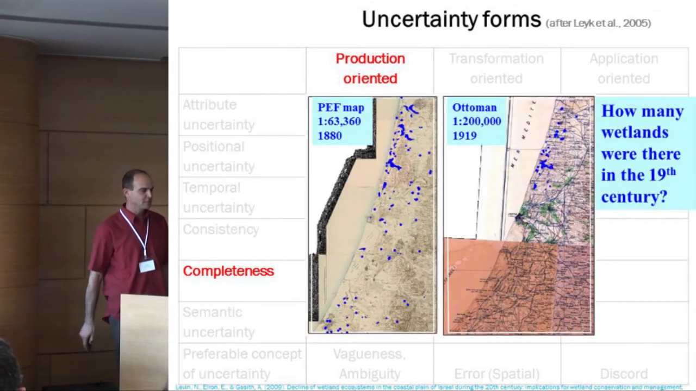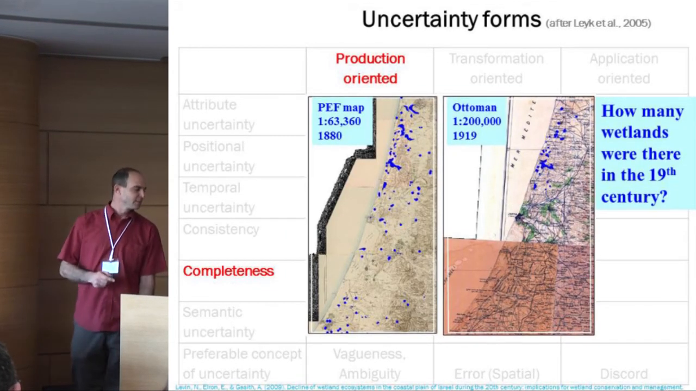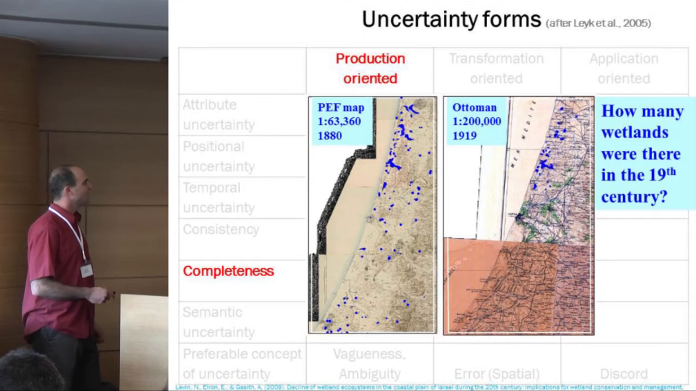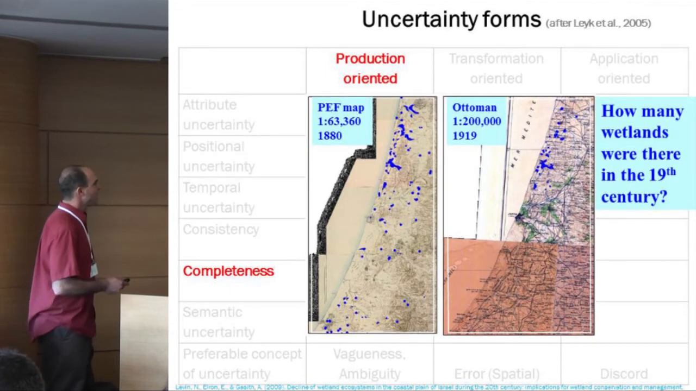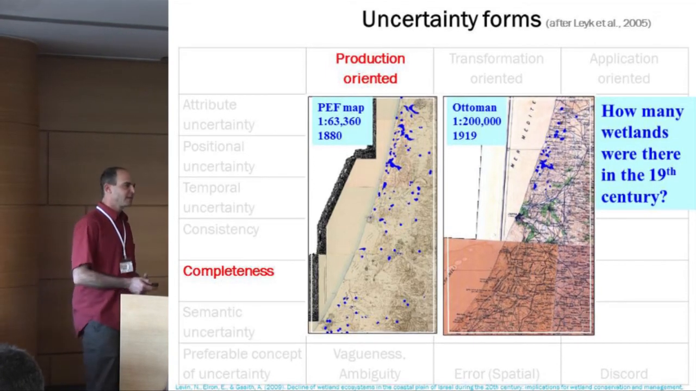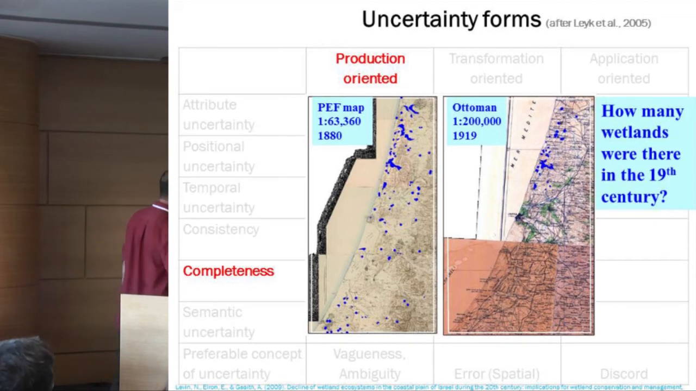And the last example I'll give you is another study that we did concerning the wetlands along the coastal plain. We wanted to know how many wetlands there were in the 19th century along Israel's coastal plain. And we can see here two maps, a PEF map and then a Turkish map, showing a different number and size of wetlands. So how many wetlands were there?